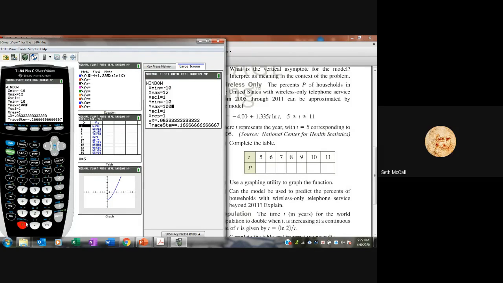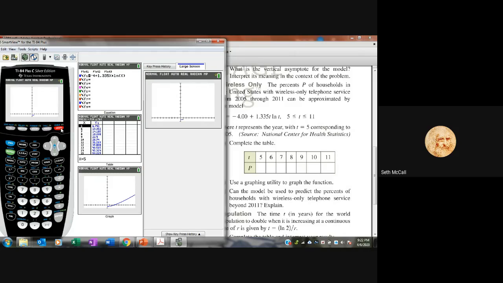I would make this into 100 and change this to 10. So if you take a look, I changed the x max to 12, I changed the y max to 100, and then the y scale to 10. And what that's going to let us do, go ahead and hit graph, is see a full picture of the graph as it's rising across from 2005 to 2011. So that was part B. It says use the graphing utility to graph the function.